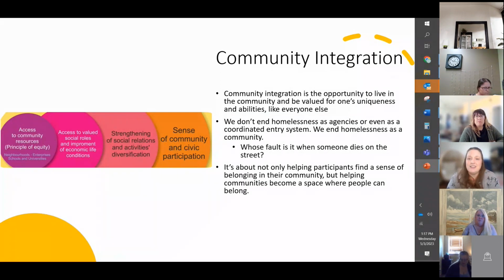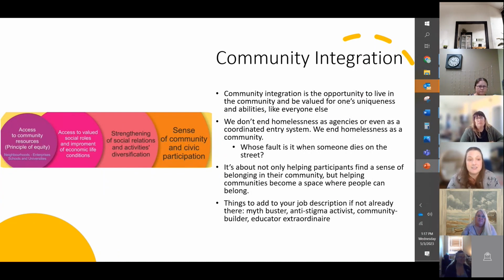And so it's finding a sense of belonging in the community, but then also helping communities become a safe space where people can belong, because there's just so much stigma, so much prejudice across the community. And so we want to add into our job description, we were brainstorming it the other day: we're mythbusters, anti-stigma activists, community builders, education extraordinaire, even when you don't want to educate anyone anymore because you're tired. But there's always more people to educate, and it makes a difference.